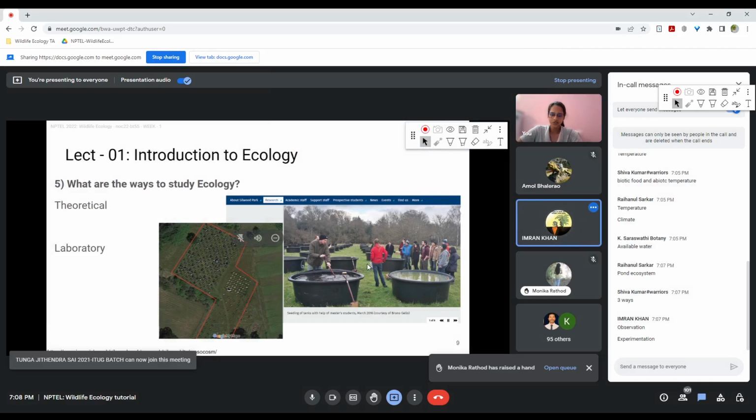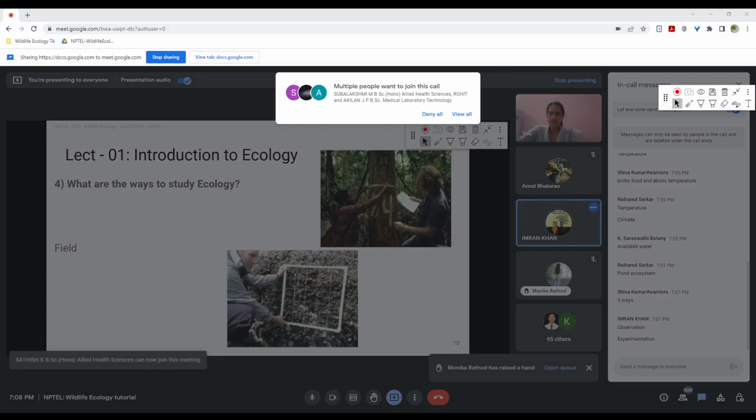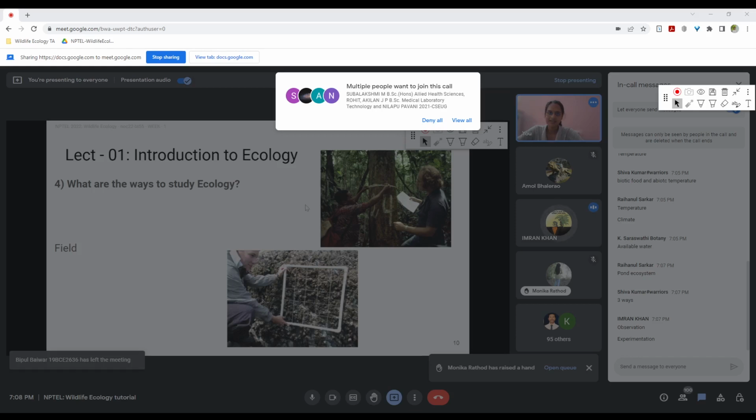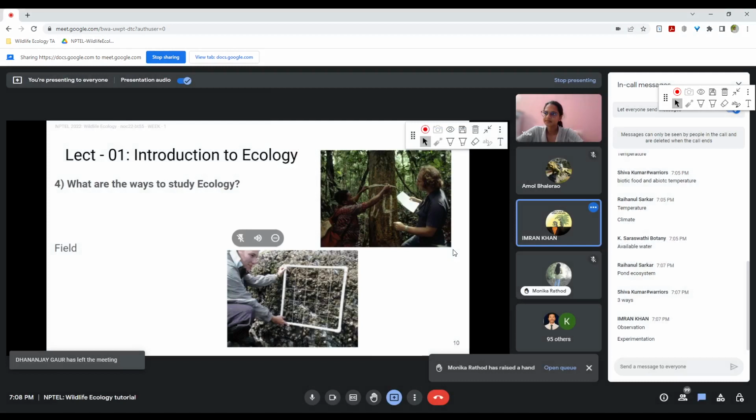Right. So now moving on to another method. Well, I think all the slides seem to show what they are, but could you guess what is happening in both of these figures that are shown? So this is a field method to study ecology.